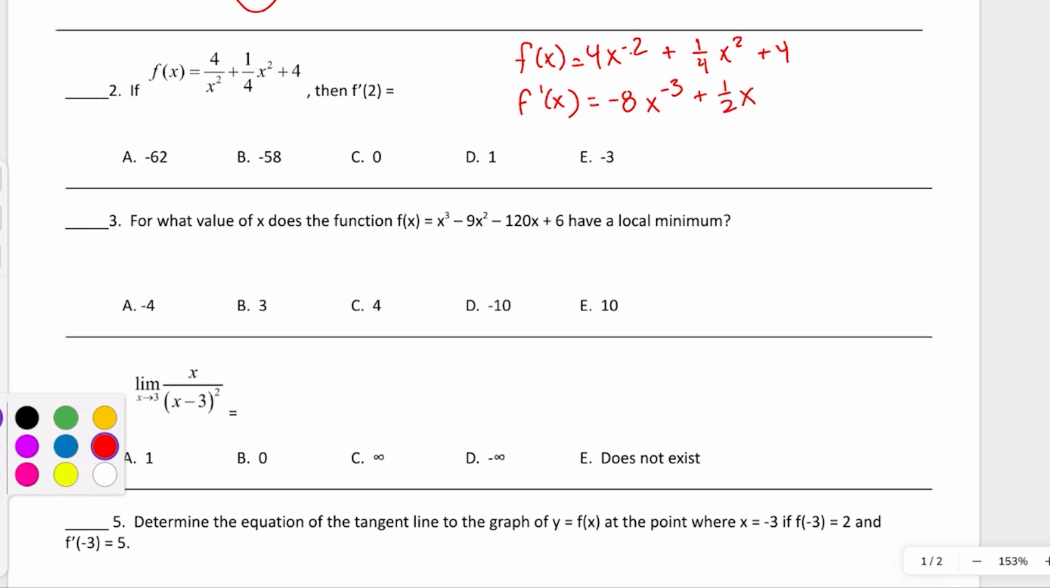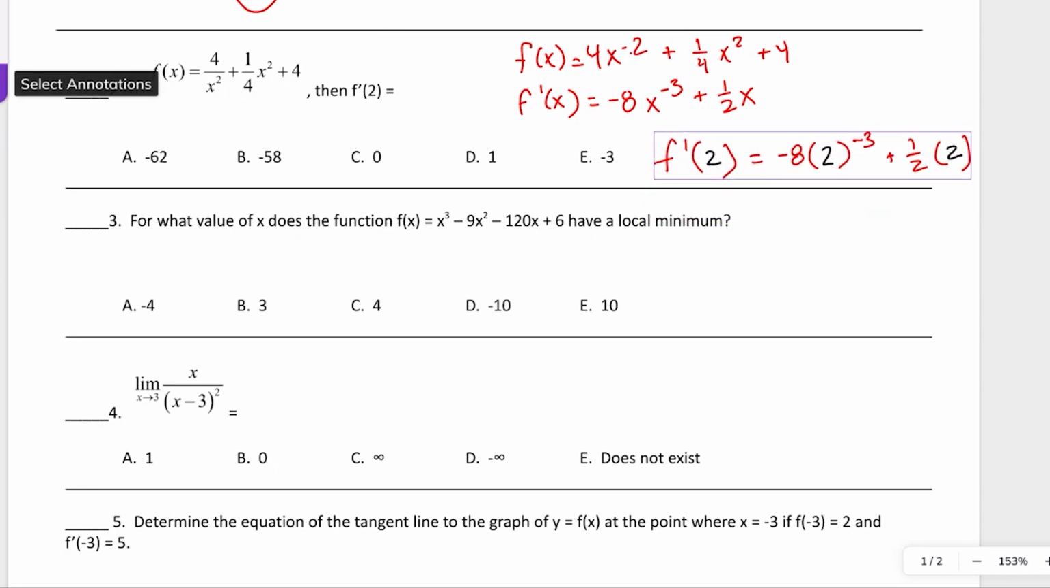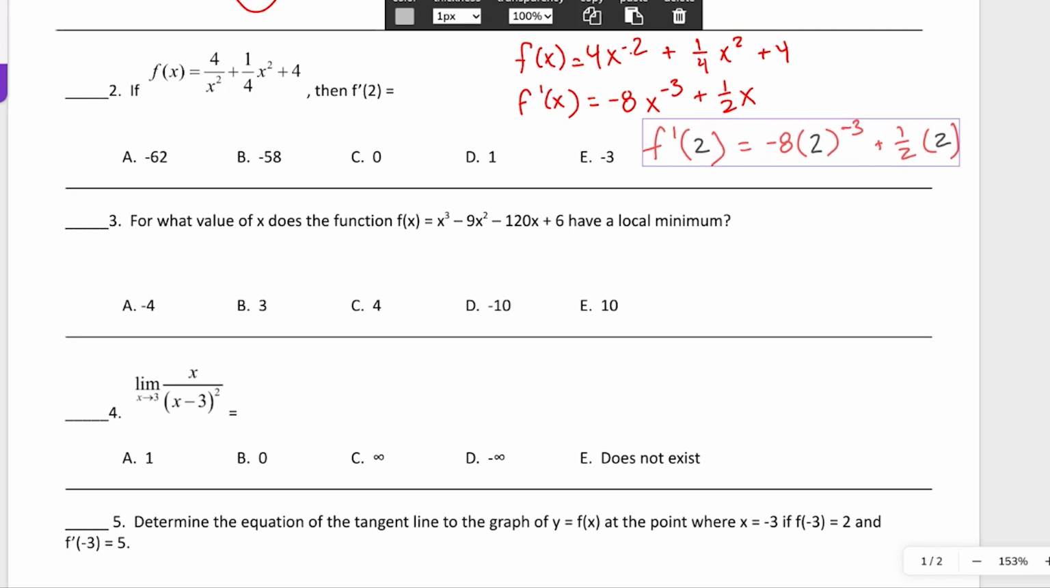So if we want to evaluate this at 2, f prime of 2, we're going to substitute in 2 into each of these x's. So we've got negative 8 times 2 to the negative third plus 1/2 times 2. And we'll have to evaluate this. Let me move this up a little bit so I can have a little bit more space to write this.